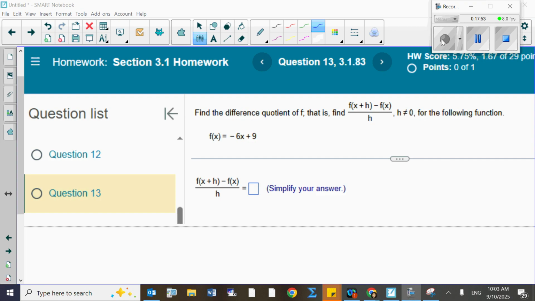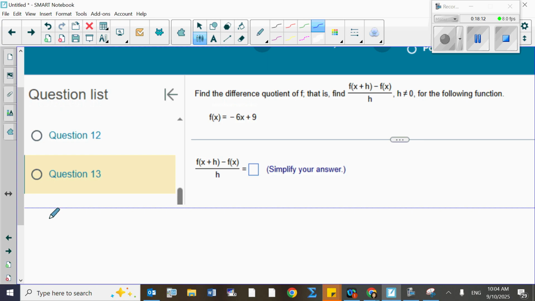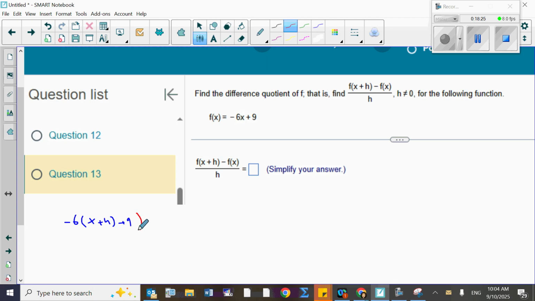For question number 13, we are trying to find f of x plus h minus f of x over h. So all I need to do is plug in these values as x into the original function and simplify. I'm going to start with f of x plus h, which is negative 6. Instead of x, I put x plus h plus 9. So this is f of x plus h, the first one.